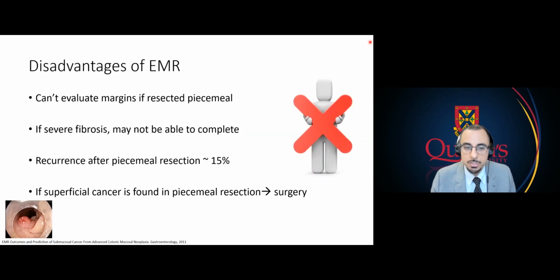However, the disadvantages of EMR are that you can't evaluate the margins when it's resected in piecemeal. So larger lesions, when you remove it in multiple pieces, the pathologist can't really tell you about the margins. And if there's severe scarring, you might not be able to remove it via EMR. And as I mentioned, the recurrence rate is about 10 to 15%. And if superficial cancer is found in the EMR specimen when it's removed in pieces, these patients often end up requiring surgery because the pathologist can't confidently tell us the margins.